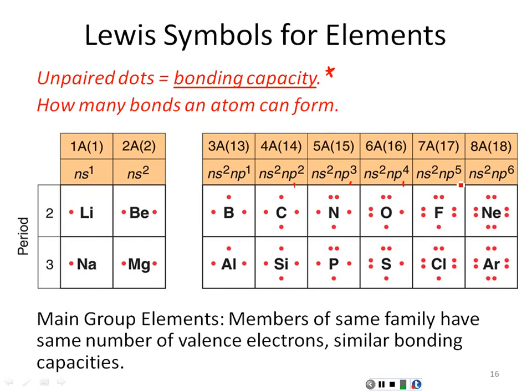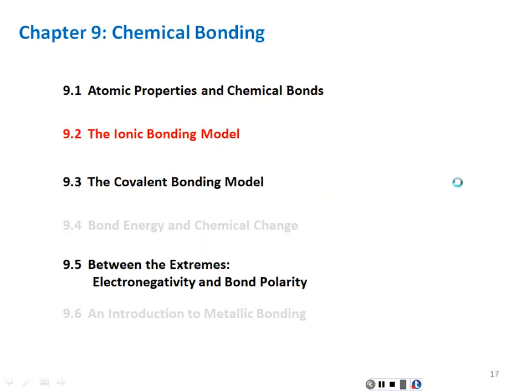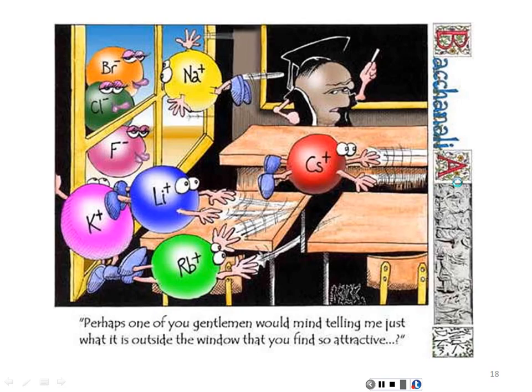Okay, moving on to section 9.2. Now we're going to talk about ionic bonding in a little bit more detail. And first we'll start with this cartoon where all the boys in the class are cations and the girls outside are anions. And yes, they're attracted to the girls.